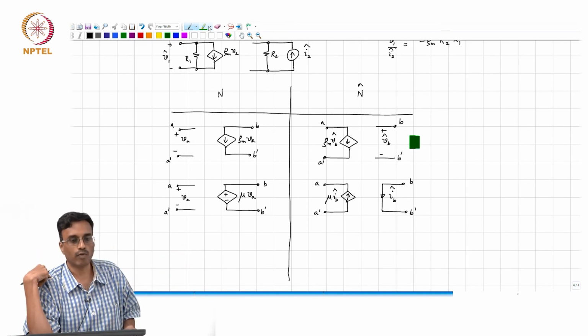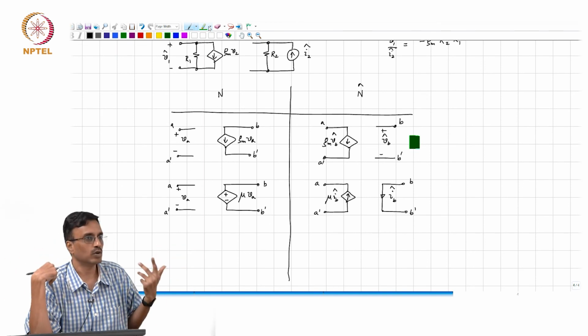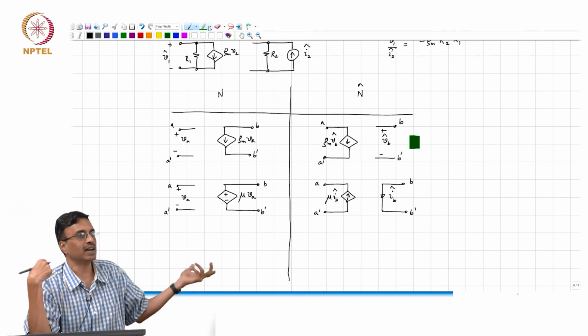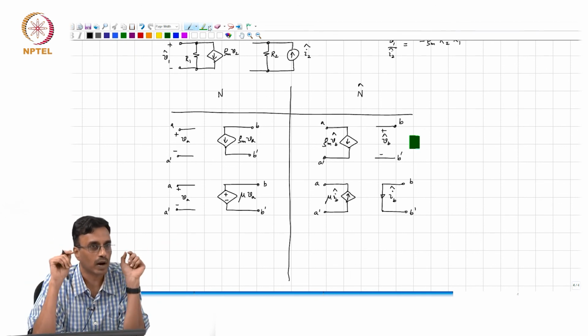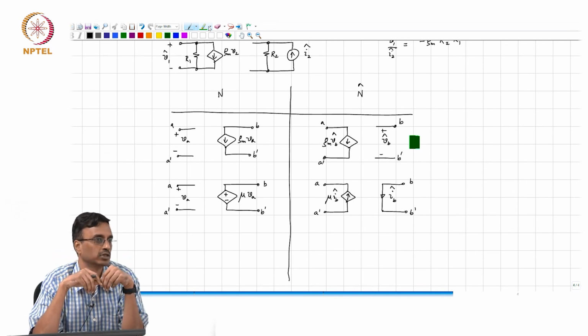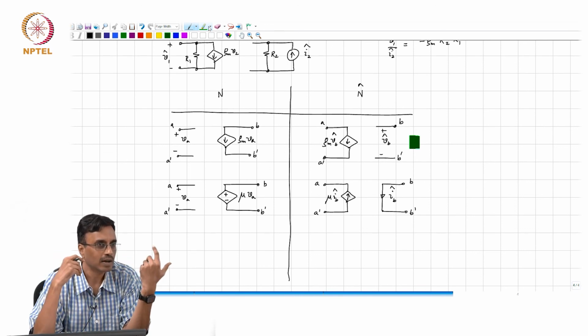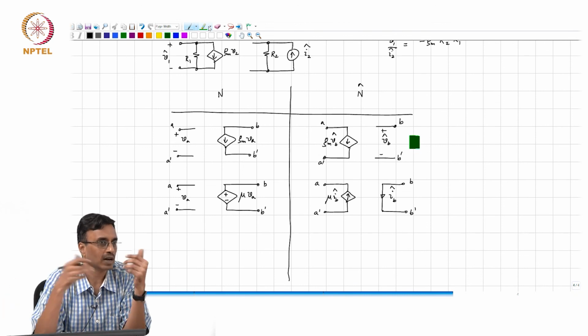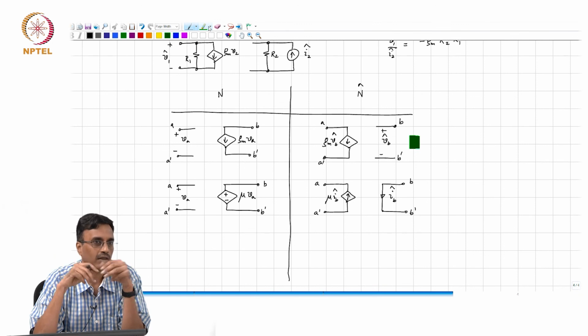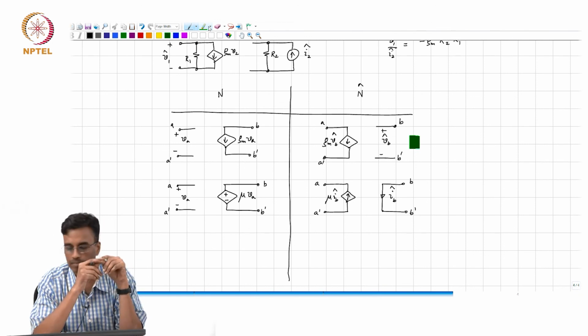And as we will see going forward, it basically boils down to, rather than use the original network, we use this new network, where the reciprocity relations hold, and therefore again with one shot you can get all the transfer functions. Does it make sense, people? Is that clear? Good.